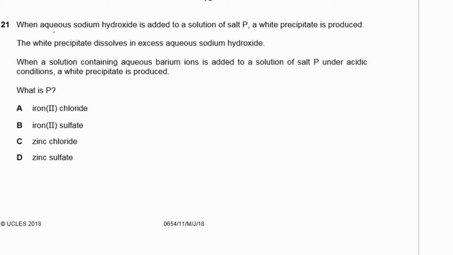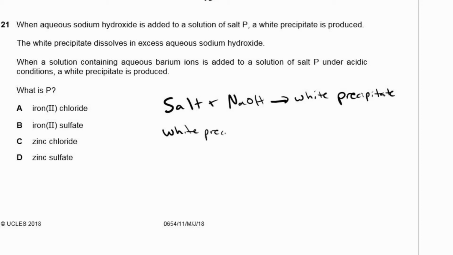So first of all, we're talking about aqueous sodium hydroxide is added to a solution of salt P. We have our salt plus sodium hydroxide, okay? And it produces a white precipitate. Sometimes it's easier for these convoluted, complex questions to just write it out more simply. Then the white precipitate dissolves in excess sodium hydroxide.